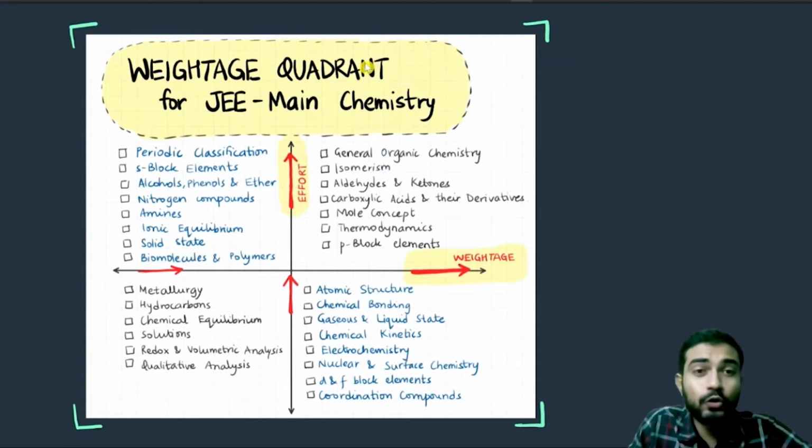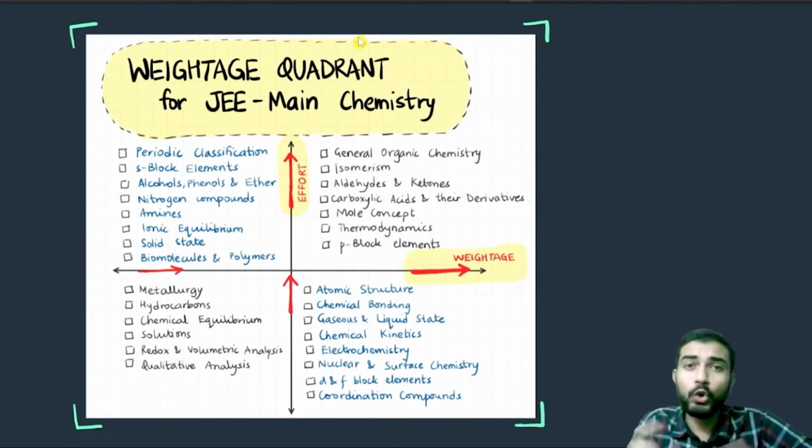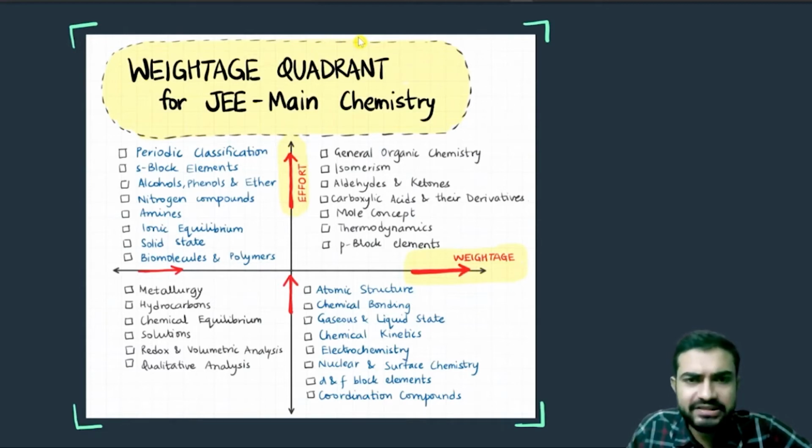So before we start with the low weightage topics, we must revise once what the topics are, what weightage they carry, and how much effort is required. For that, we can refer to this quadrant which is shown here. This is the weightage quadrant for JEE Main Chemistry. Let's go through it, and then we'll focus on the low weightage topics specifically.